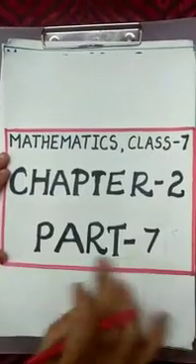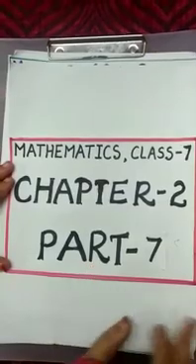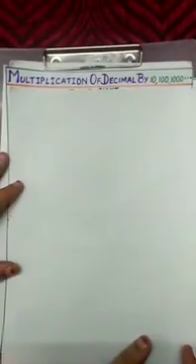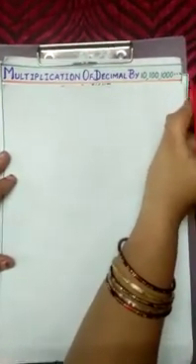Students, today in part 7 we discuss decimal multiplications and divisions. Now the first one, multiplication of a decimal by 10, 100, 1000 and so on.